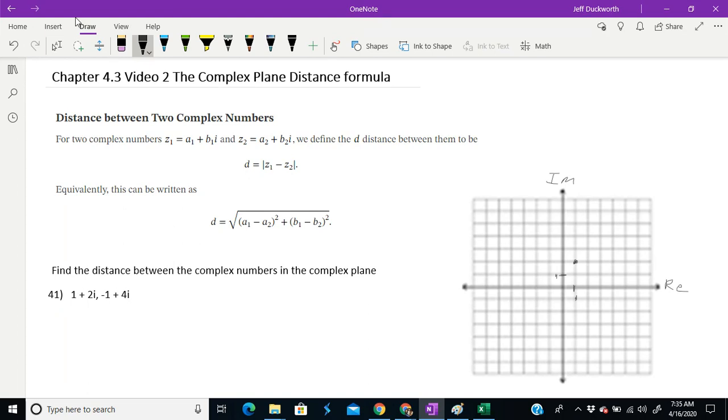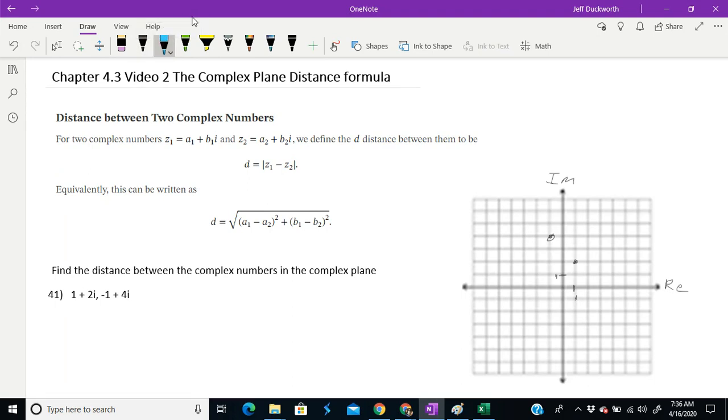So I'm showing the scale of my graph. I put a 2 there, then it goes 2, 4, 6, 8, and so on. The other complex number is -1, so to the left 1, and also up 4. So this is our other number. And we want the distance between the two. Well, in the same vein that we did this before, let's take a look.